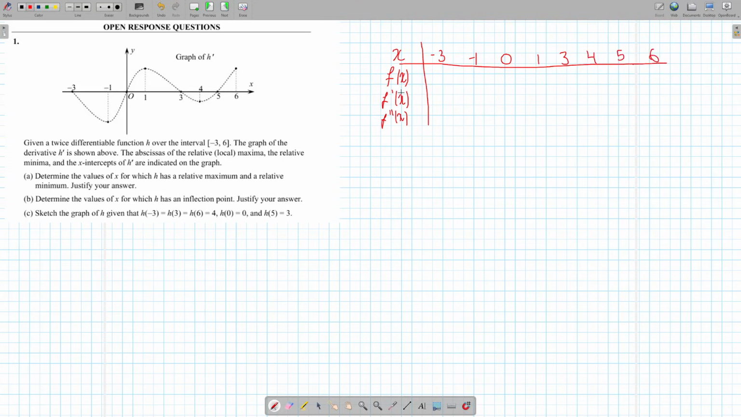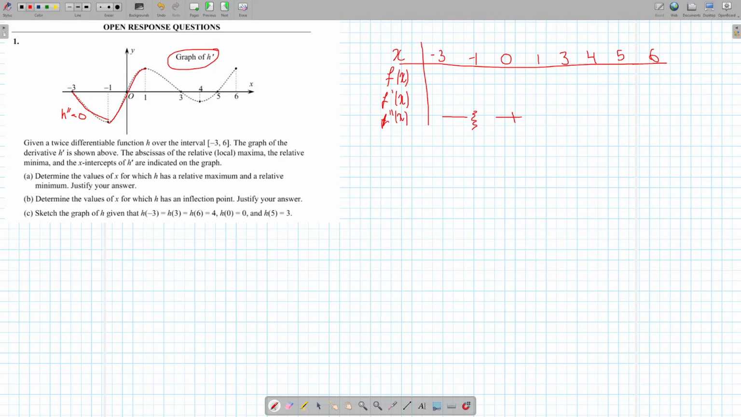Okay. Now let's see what's going on right now. What can we see? The first thing I can see is that it's decreasing up until -1. If h prime is decreasing, that means h double prime is negative from -3 to -1. So I'm going to put that here. It's -3 to -1. It's negative. Then it increases up until 1. So from -1 to 1, the second derivative is positive.